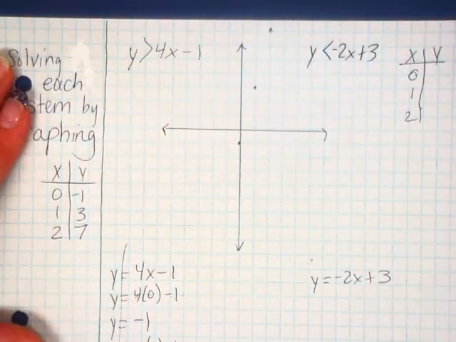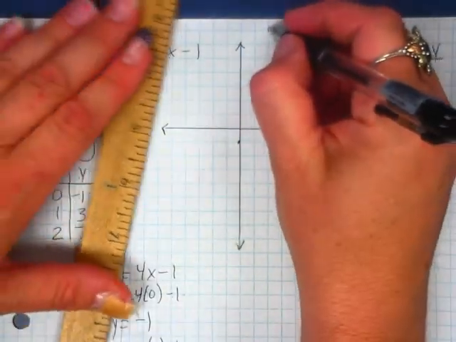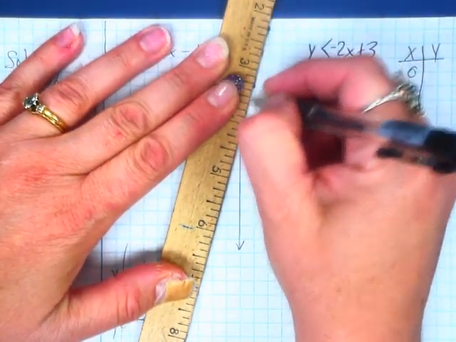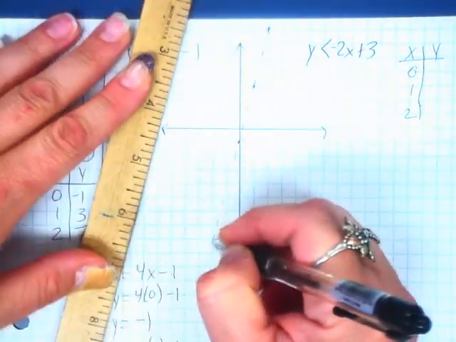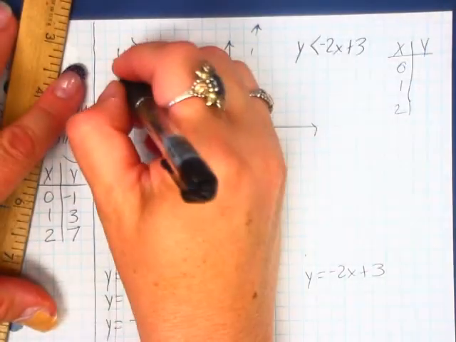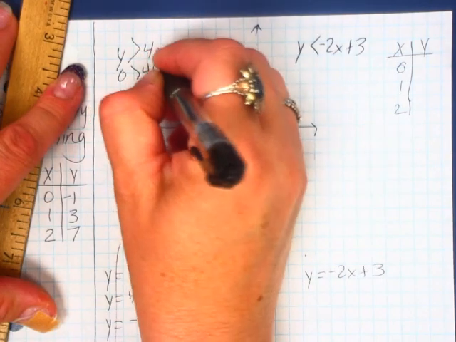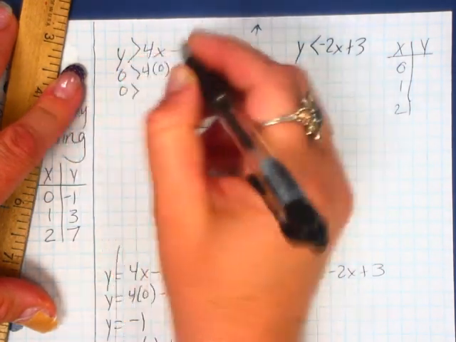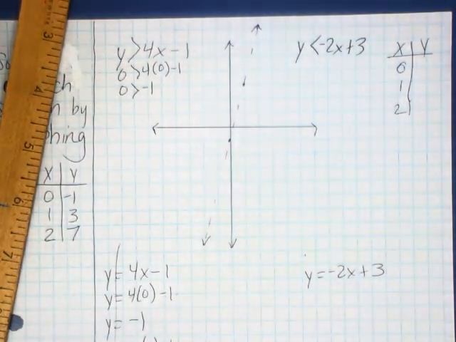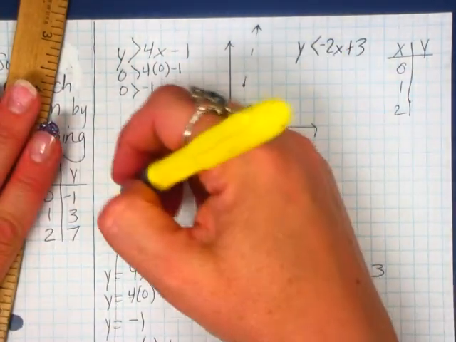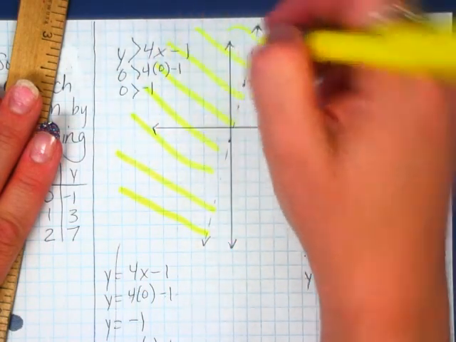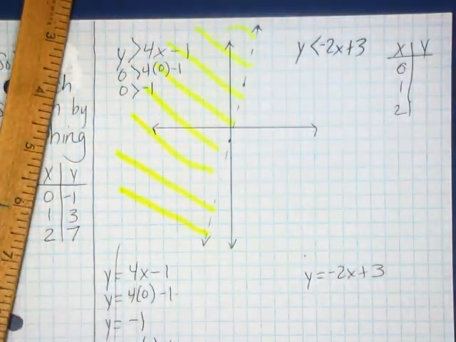All right. There is no equal sign, so I know that means I've got to dash that line. Dash, dash, dash. It does not go through the 0, so I can go ahead and plug in 0 for both and see if 0 works. 0 is greater than 0 minus 1. 0 is greater than negative 1. So I'm going to go ahead and color it in on this side, and this time I'm going to use yellow.